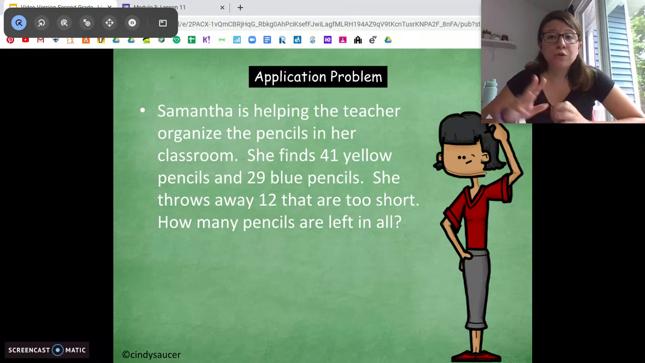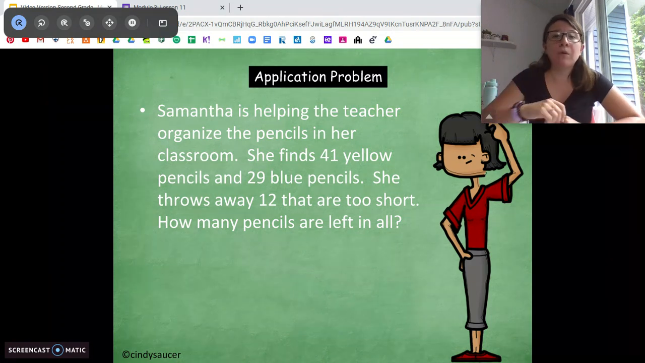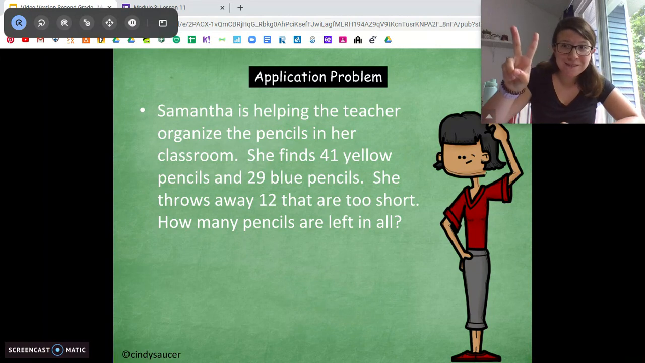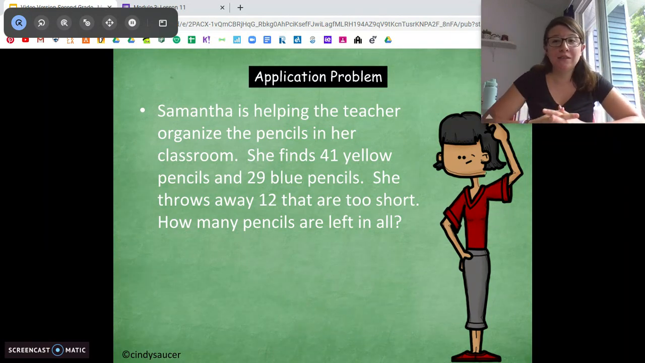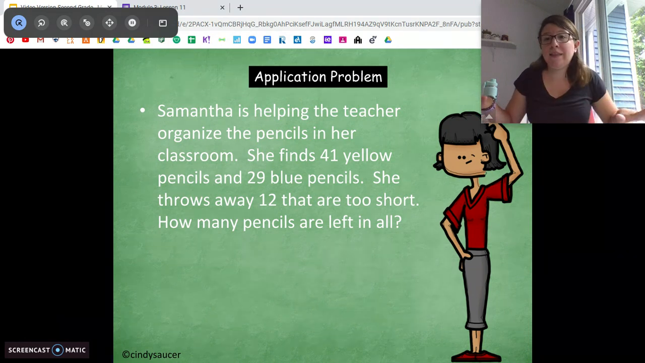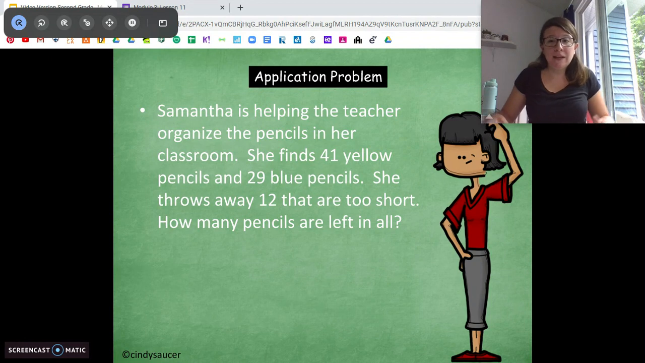Okay, I want you to pause the video. Your first step is talking to someone at home about the 2 steps. This is a two-step word problem. The 2 steps you need to solve this problem. Don't write anything down yet. Just talk about the 2 steps we're going to need to do to solve this problem.